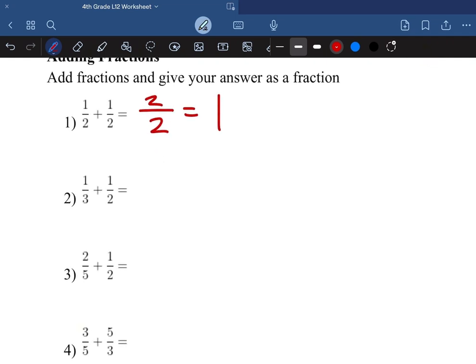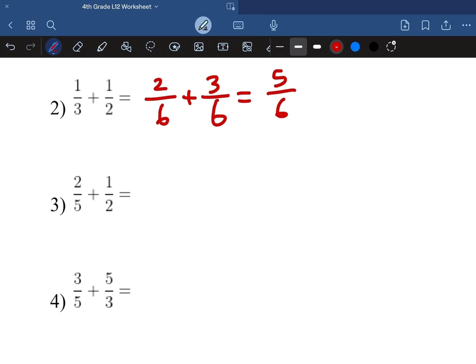Number 2, we're going to find a common denominator for both of them. So we're going to turn 1 over 3 into 2 over 6 and 1 over 2 into 3 over 6. 2 plus 3 is 5, and we keep the same denominator, so the answer for number 2 is 5 over 6.